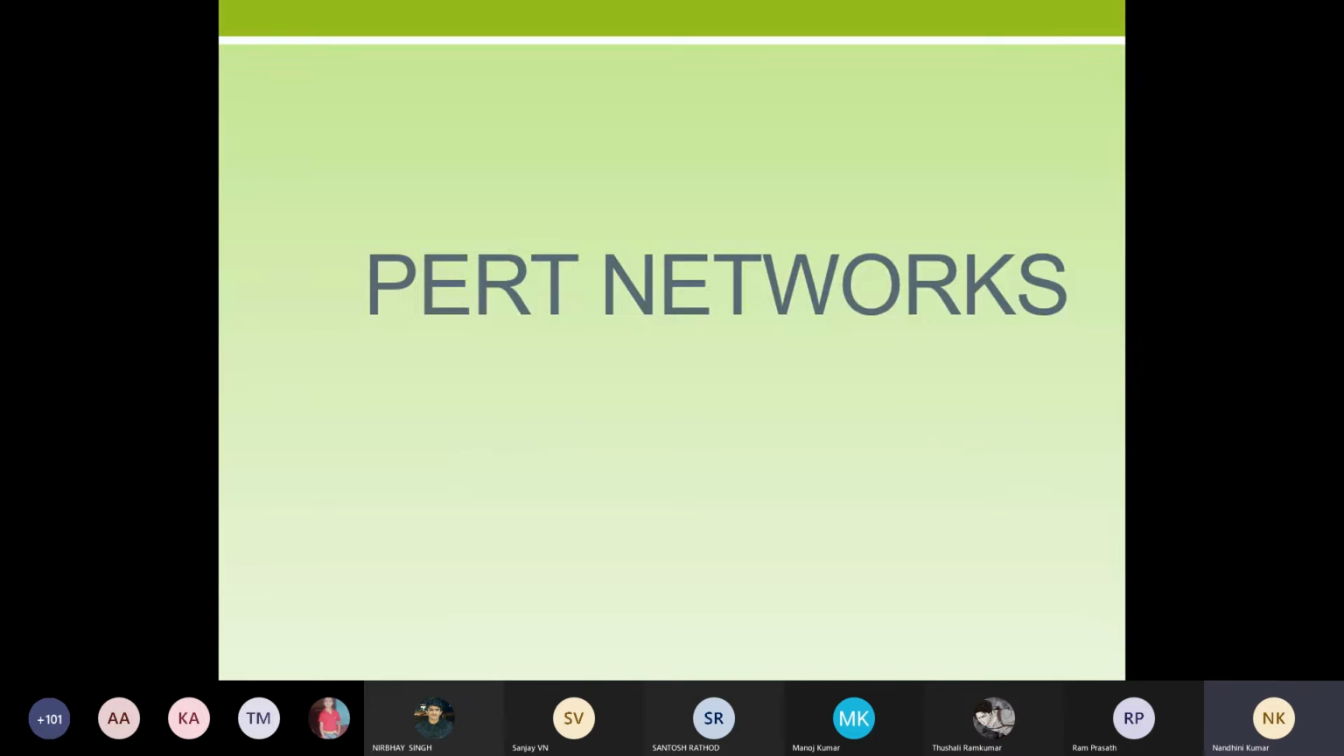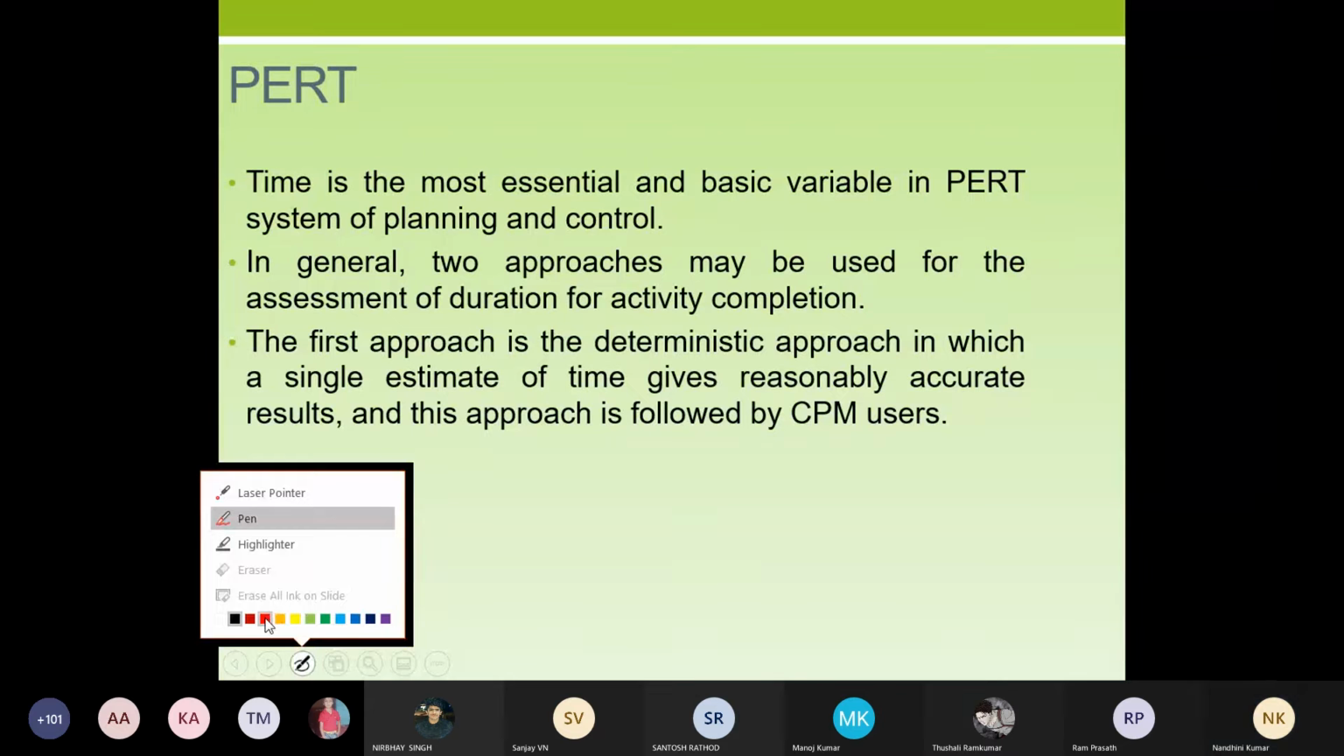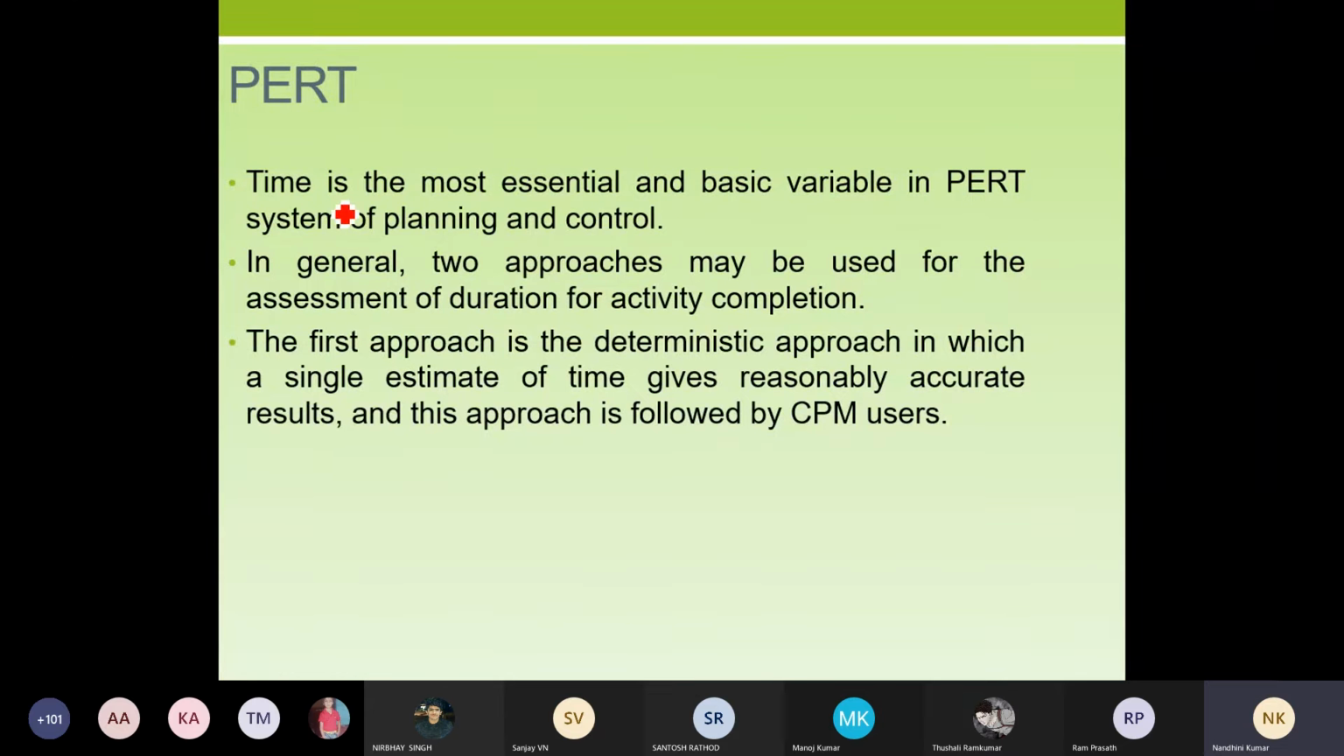We are done with this. We have completed our CPM part, and now we are moving to our PERT networks. As you do remember, we have two different network diagrams: one is our critical path method, and another is our PERT network. PERT is nothing but Program Evaluation and Review Technique. Previously we saw how to calculate the critical path, but here it will be completely related to time only.